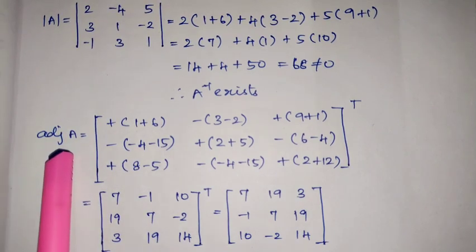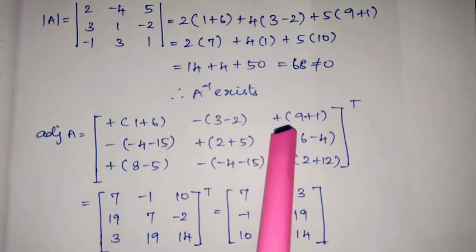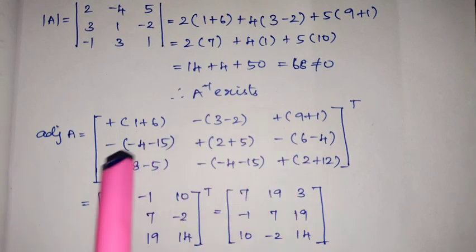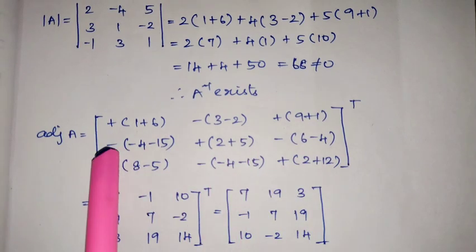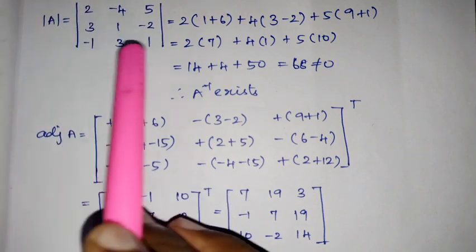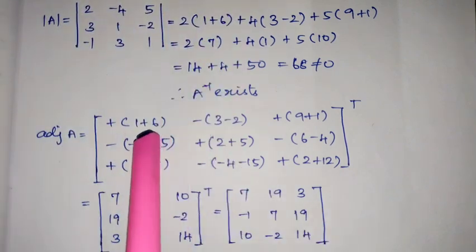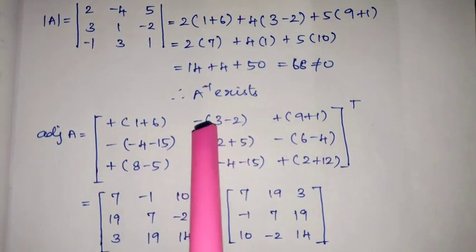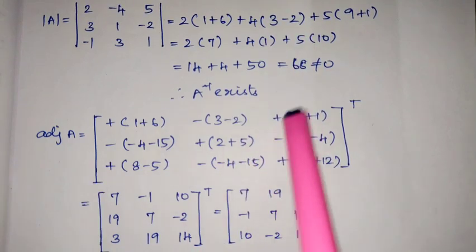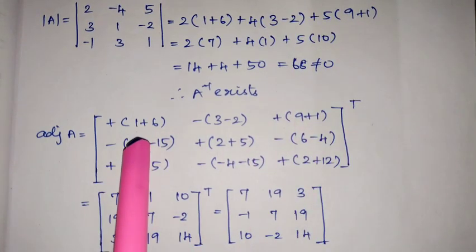So adjoint A, how will you find? You know that. Write the sign plus, minus, plus, minus, plus, minus, plus, minus, plus. So first element, leave the row and column. This is already written here, 1 plus 6, so write that. And the second element minus, write this. And third element plus, write this. So now this we have to find.